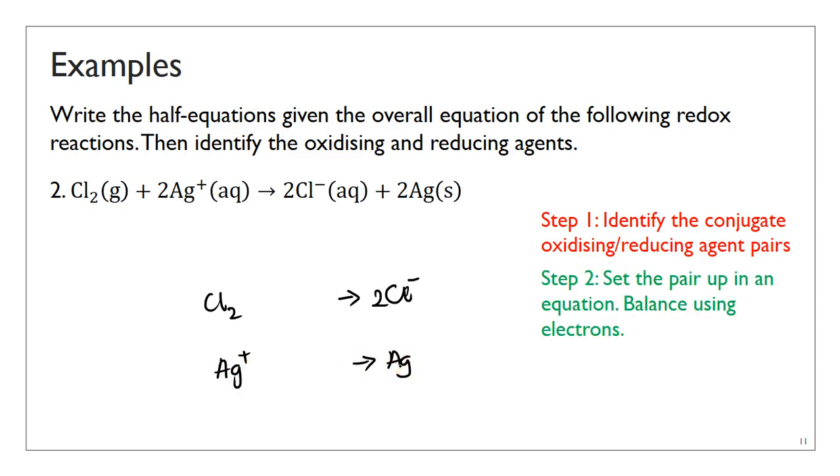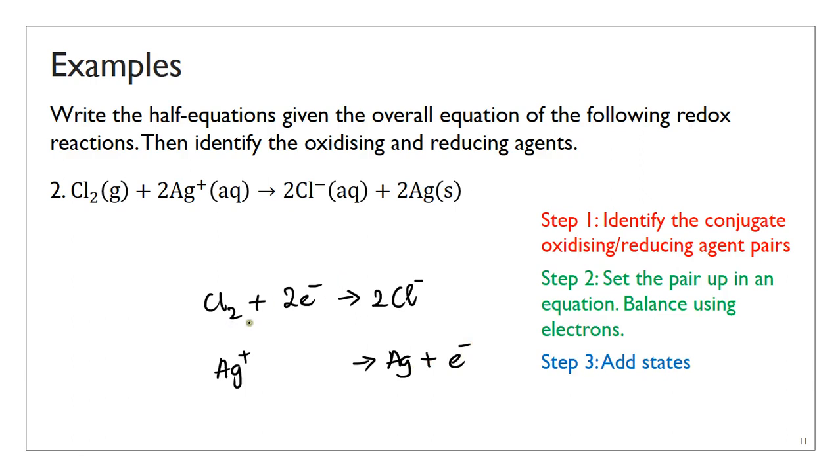Okay. And now I've already set up the equation. I'm just going to balance it. So in order for Cl2 to go to 2Cl minus, it must have gained 2 electrons so that it becomes more negative. So the electrons will be here. Okay, and in order for Ag+ to become Ag, it must have lost 1 electron. So it looks like that.